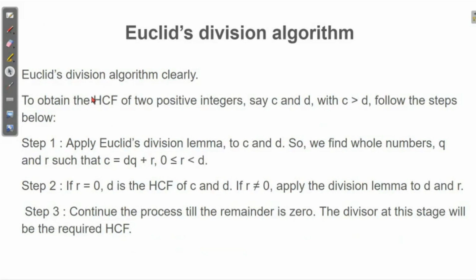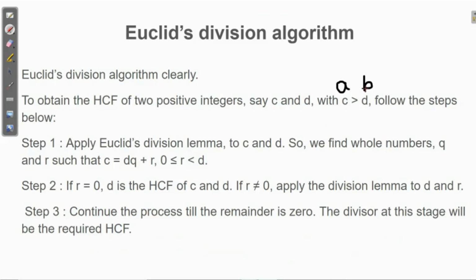To obtain HCF of two positive integers, say C and D, with C greater than D. In the lemma it was A and B. Here they have just changed A to C and B to D. Nothing else, no changes. Don't get confused. I will write here for your clarification: C is A and D is B according to the lemma.